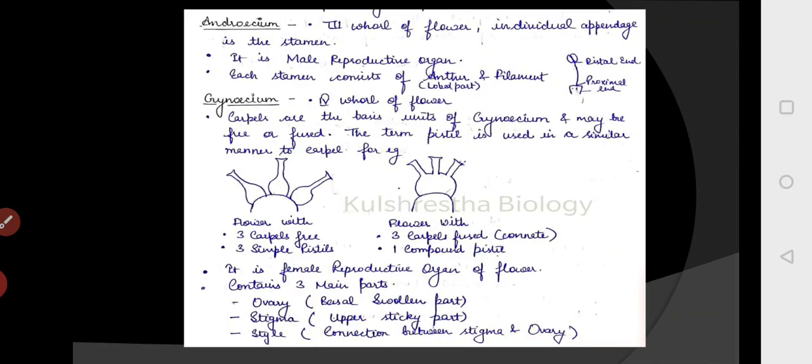Gynoecium is the fourth whorl of the flower. Carpels are its units, and sometimes we call it pistils also. You know when we call it pistil. So it contains three parts: stigma, style and ovary.